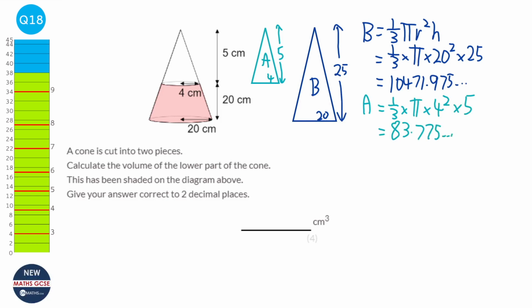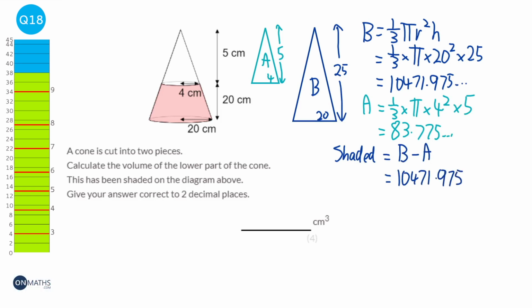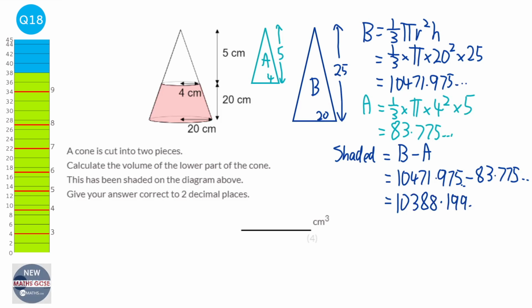83.775... So to work out the shaded bit, we're just going to do the volume for B, take away the volume for A. So it's going to be 10,471.975, take away 83.775. And all those I'm going to keep in the calculator to keep the accuracy. And that gives us 10,388.199... And to 2 decimal places, it's going to be 10,388.20.